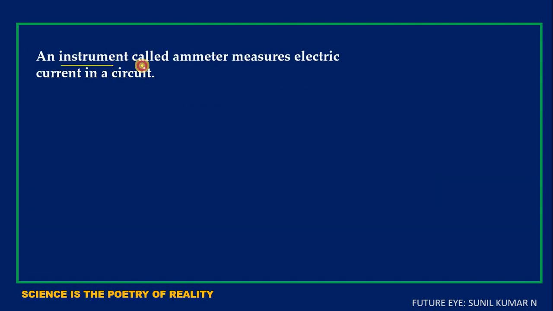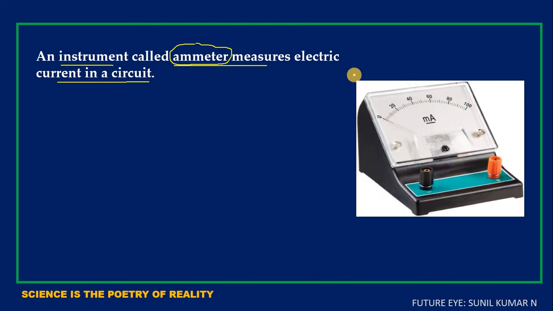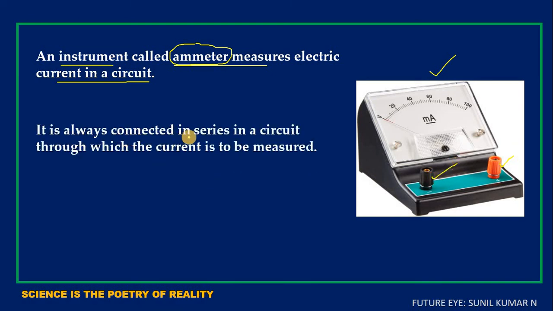Next, an instrument called an ammeter measures electric current in a circuit. Very, very important. When we discussed the electric circuit, we saw the ammeter. Ammeter is the instrument used to measure the electric current. And the ammeter looks like this. This is the picture of an ammeter, this is the positive terminal, and this is the negative terminal. And it is always connected in series in a circuit through which the current is to be measured. It means the ammeter is always connected in series.